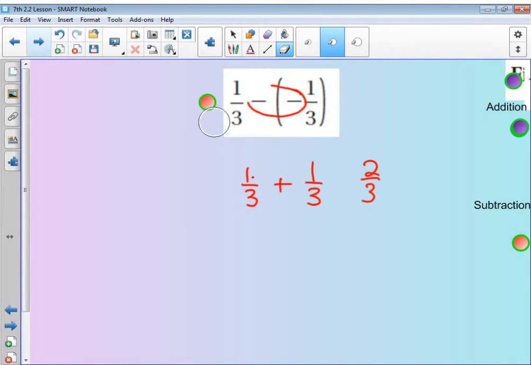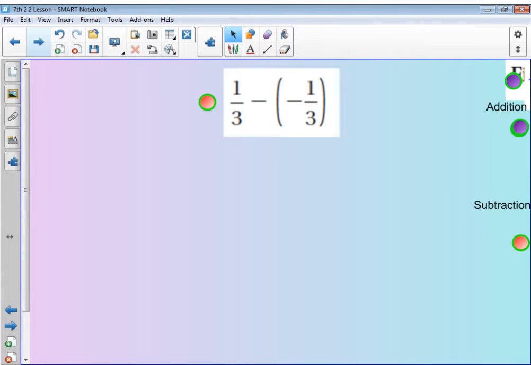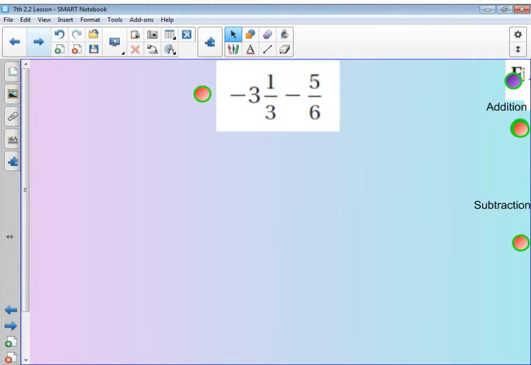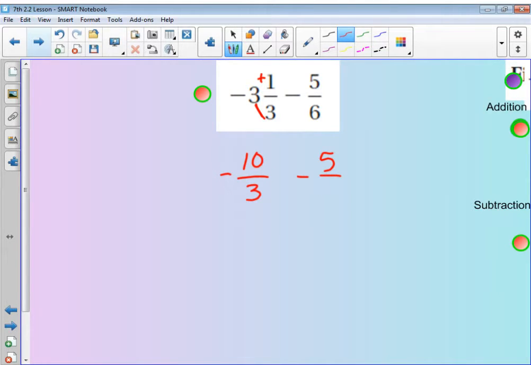Remember, it's when they throw in those negatives that you have to do all of your thinking. Okay, here we have a mixed number. Because I might end up subtracting, I like to work with improper fractions versus converting and then having to borrow and things like that. So I like to change these to improper. 3 times 3 is 9, plus 1 gives me 10 over 3, and that's a negative, and then I have a negative 5 over 6.